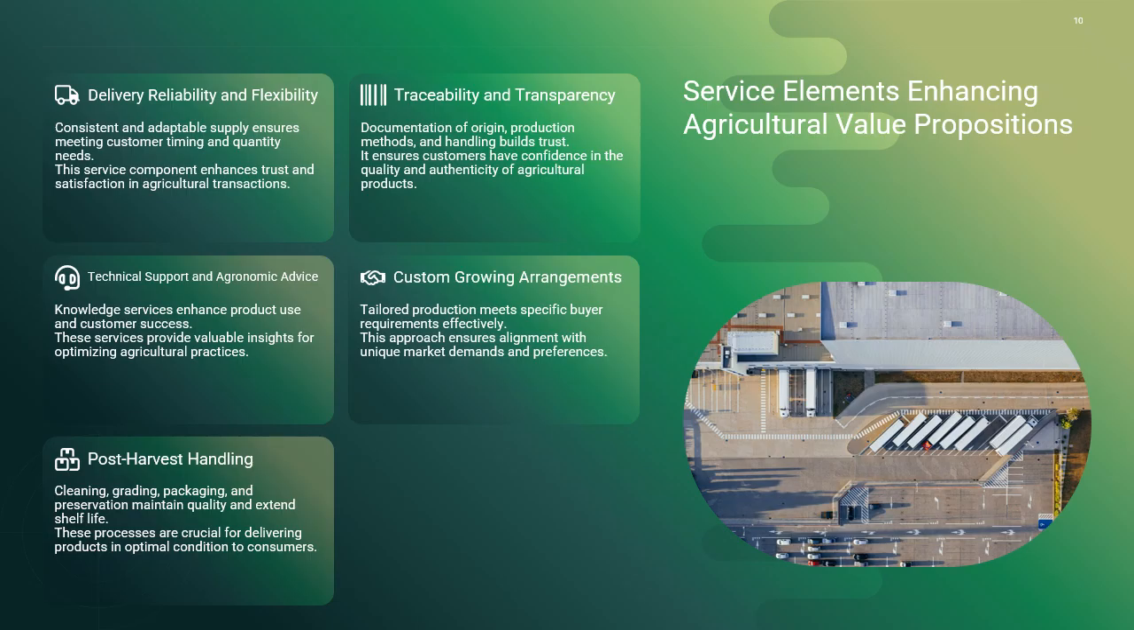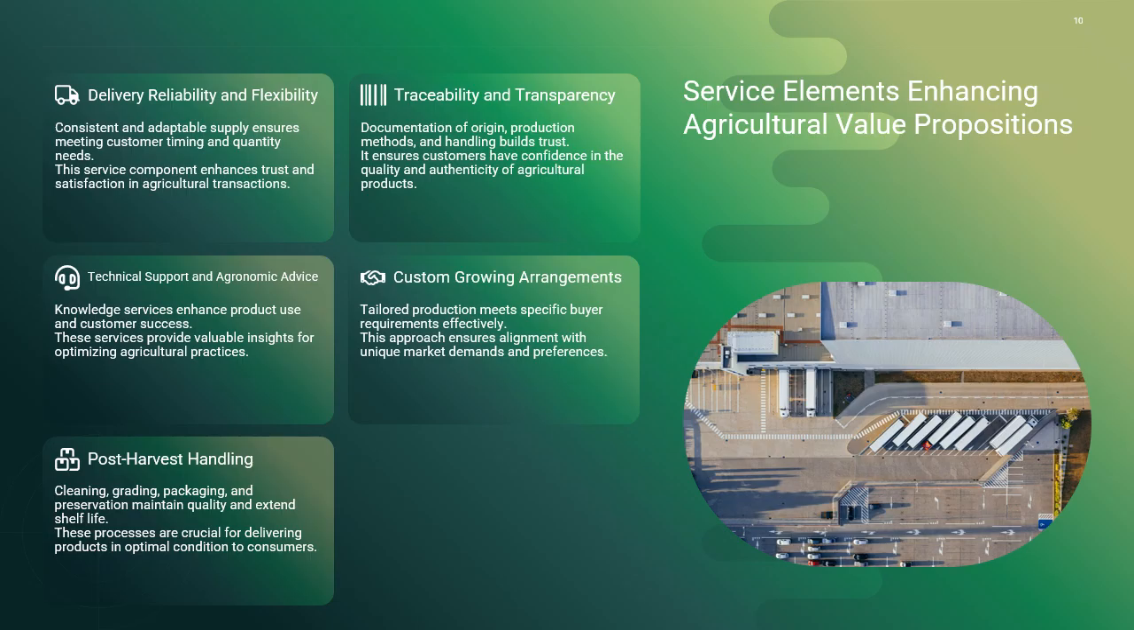Technical support and agronomic advice represents knowledge services that enhance product use and customer success. These services provide valuable insights for optimizing agricultural practices. A seed company, for instance, might combine high-quality seed varieties with customized growing recommendations for different regions, troubleshooting assistance during the growing season, and harvest timing advice based on local conditions.